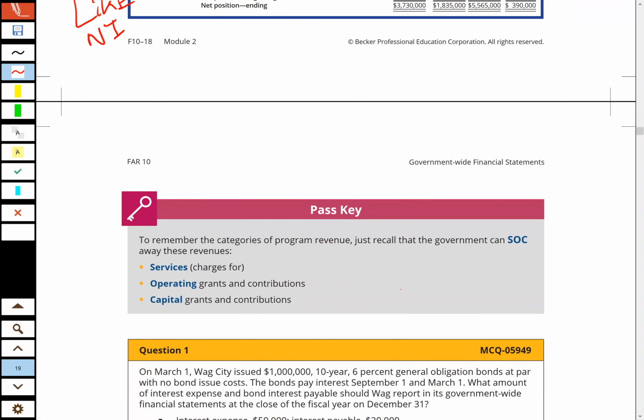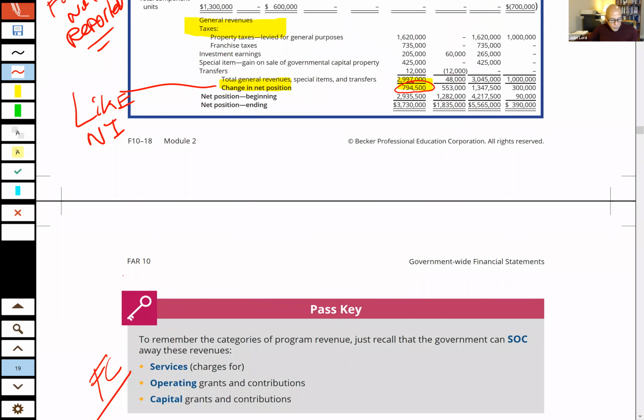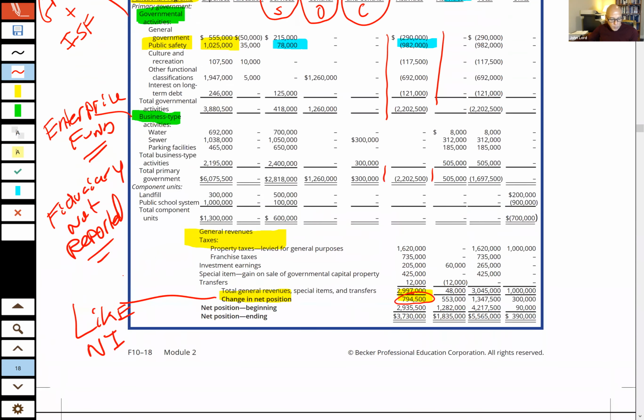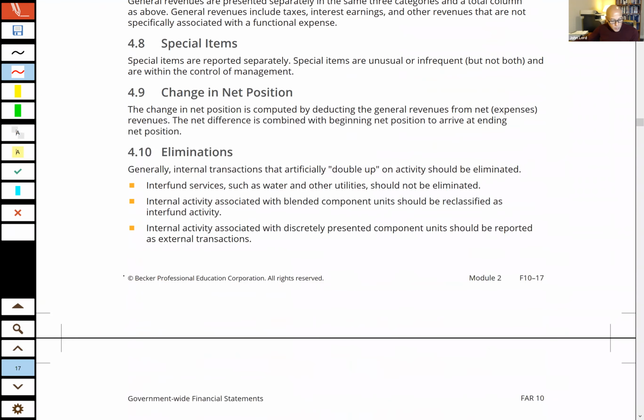Okay. Now go ahead and flashcard the mnemonic and the categories of program revenue that we just looked at: charge for service, operating grants, and capital grants. Okay. Question? Yeah.